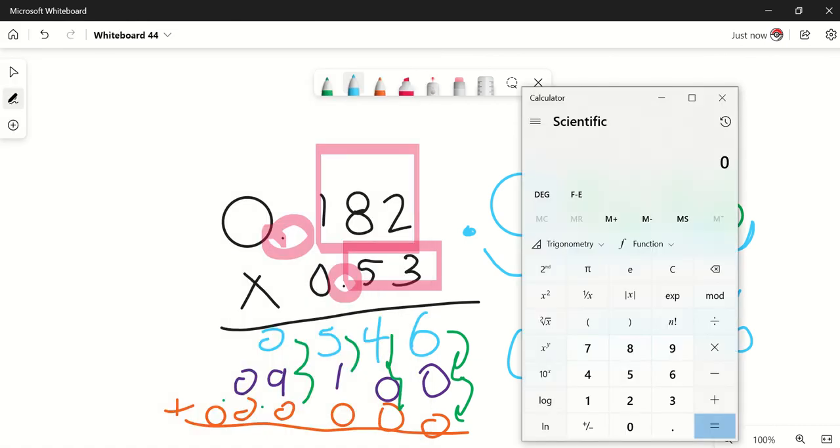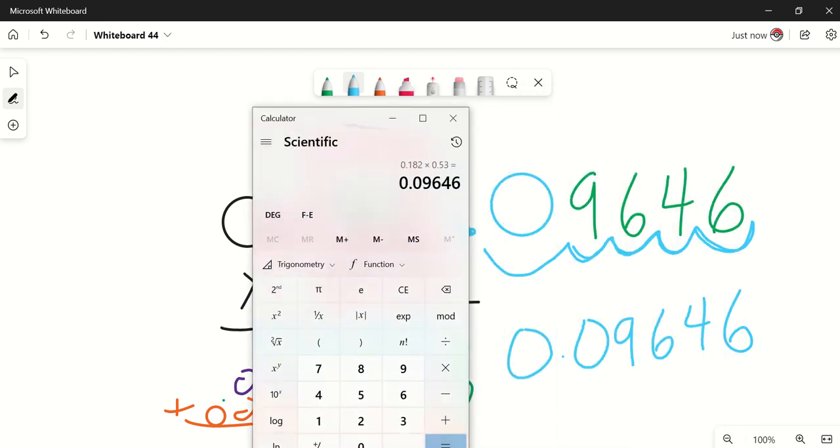And I can double check my work using my calculator. So the original was 0.182 times 0.53, which gives me 0.09646, which means we did this correctly.